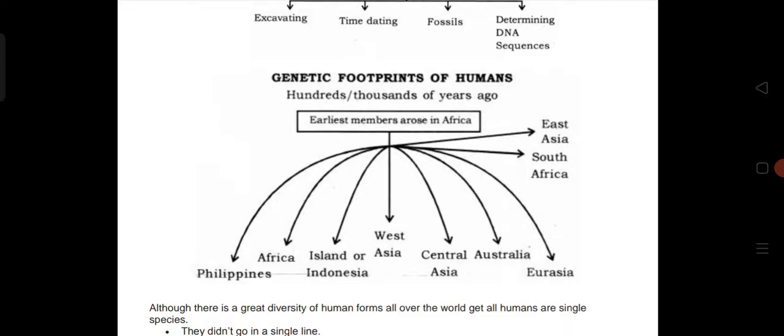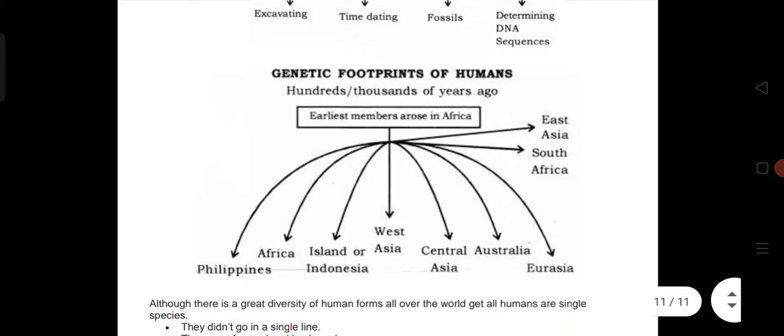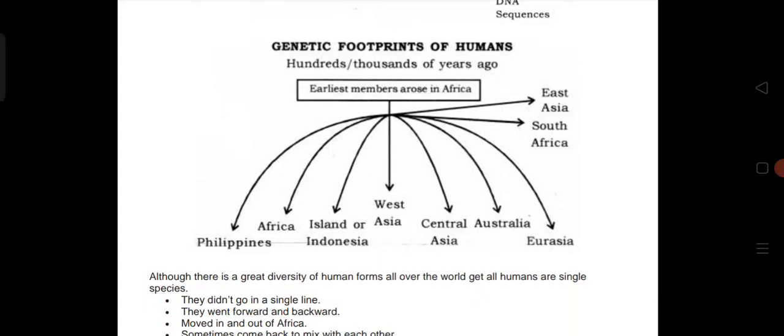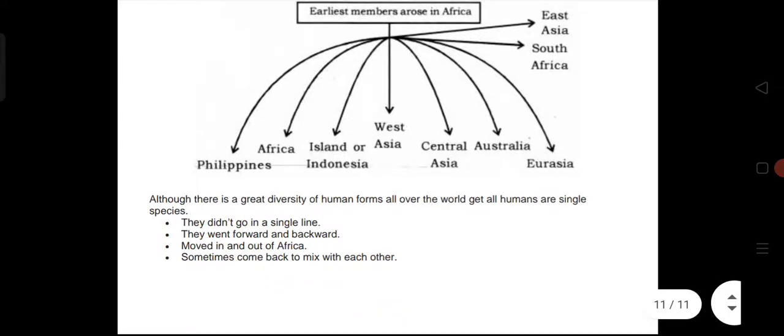Hundreds or thousands of years ago, the earliest members were found in Africa, right? And in Africa, a few of the people came out and got separated to different parts of the continent, and this way the diversity of human forms is seen. Although there is a great diversity of human forms all over the world, yet all humans are a single species. All humans come under Homo sapiens, but still diversity is observed according to the area as well as the environment of that region, right?